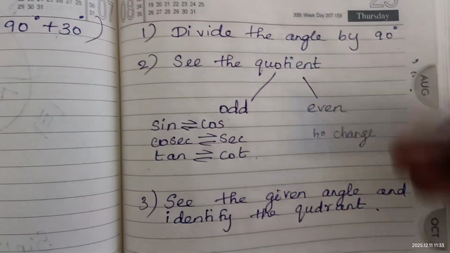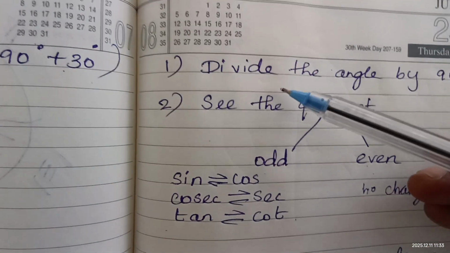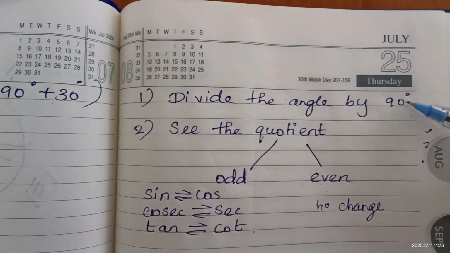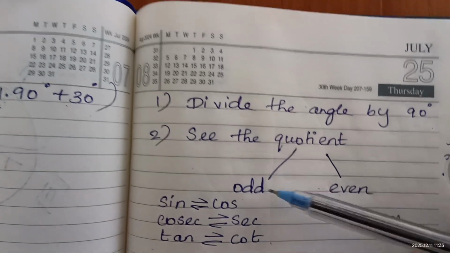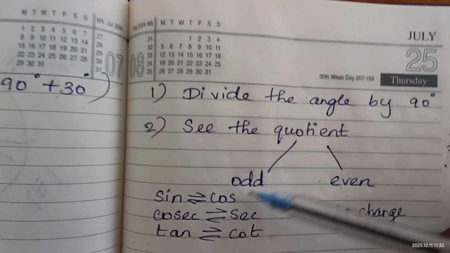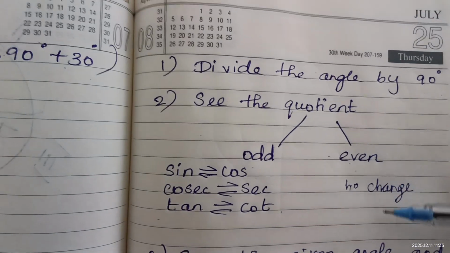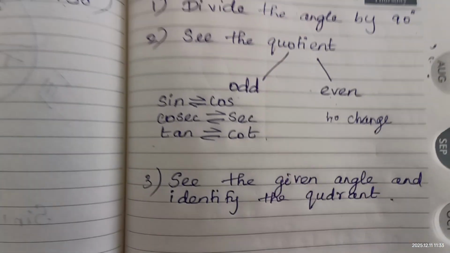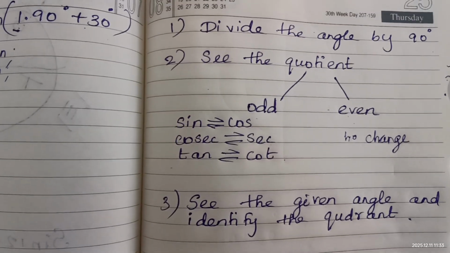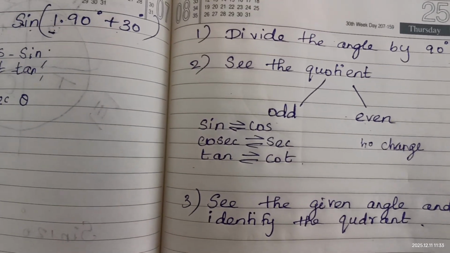Okay, let me repeat all the steps. First step, we have to divide the angle by 90 degree. Second step, see the quotient. If it is odd, changes will be there. If it is even, no changes. And the third step, we have to see the given angle and identify the quadrant.